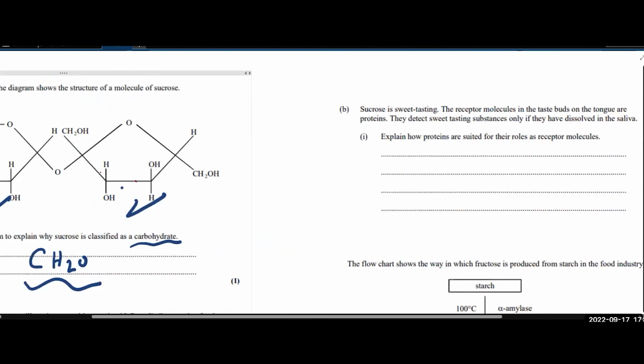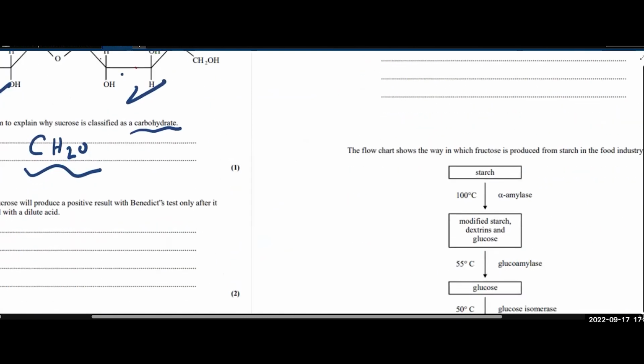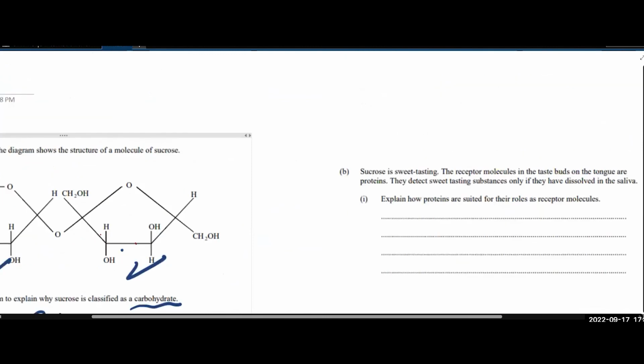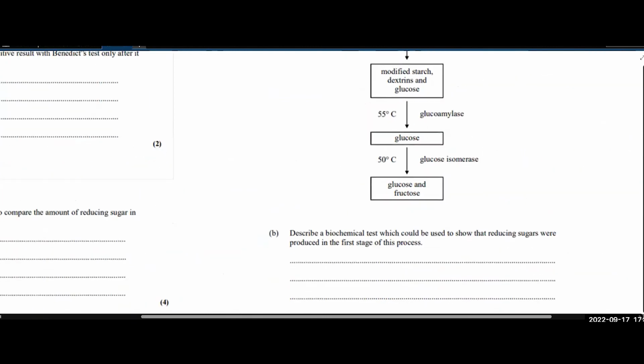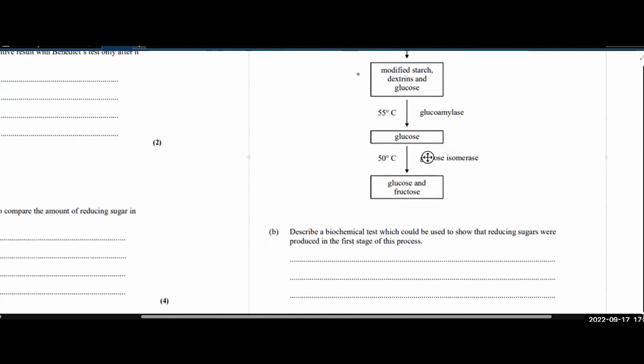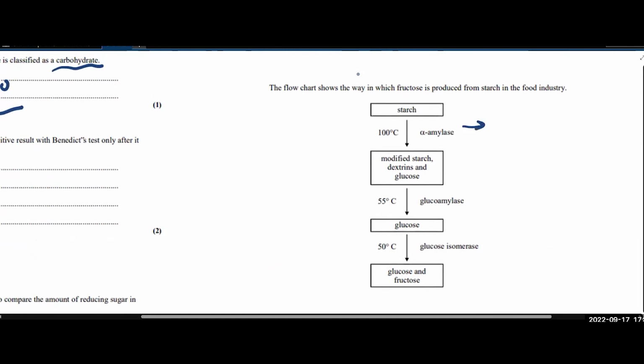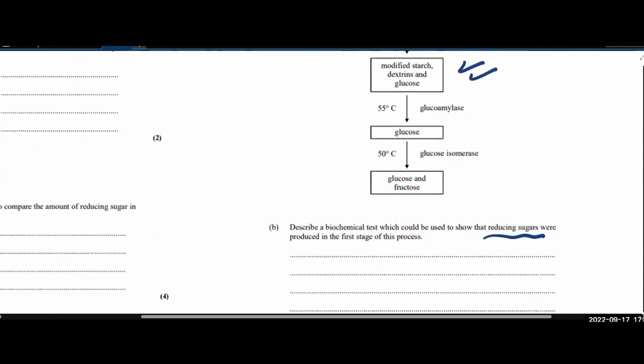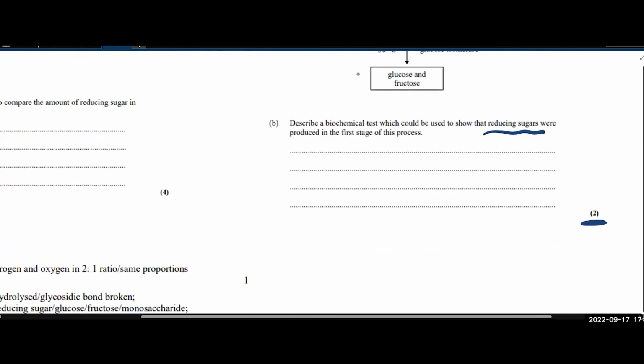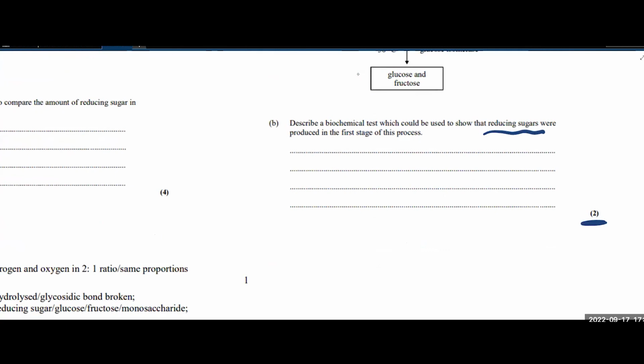Sucrose is sweet tasting, right? Leave that one for later, we did not finish that part. Next, describe a biochemical test we can use to show if reducing sugar was found in the first stage of the process or not. I want to see if there is reducing sugar here or not. This question carries 2 marks. What should I do? What is the reagent that I should use? Who can write to me in the chat? What is the reagent that I should use to test for the presence?